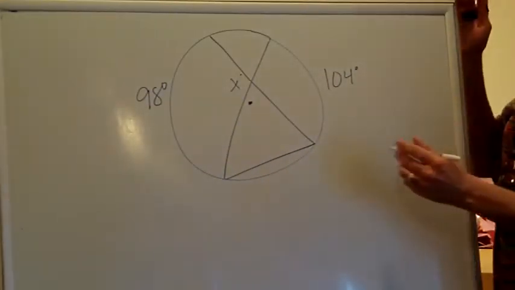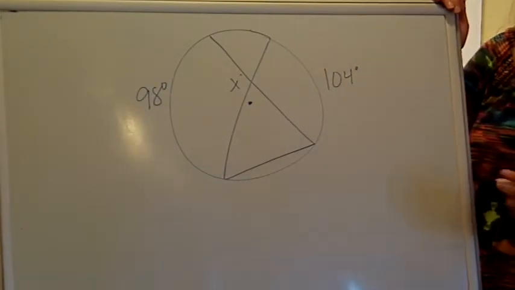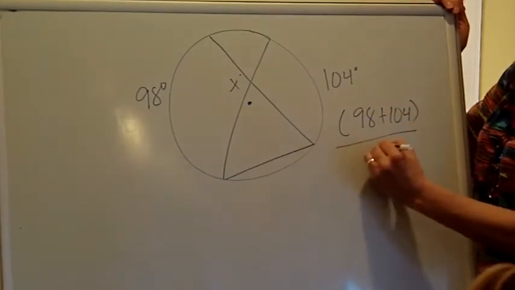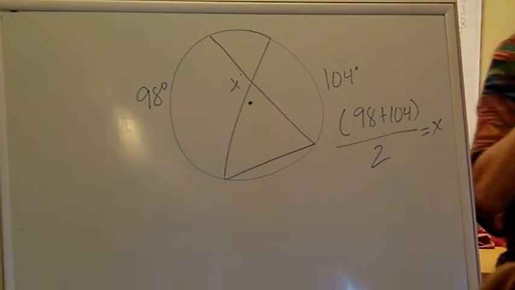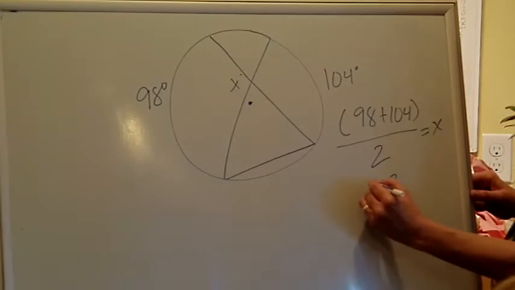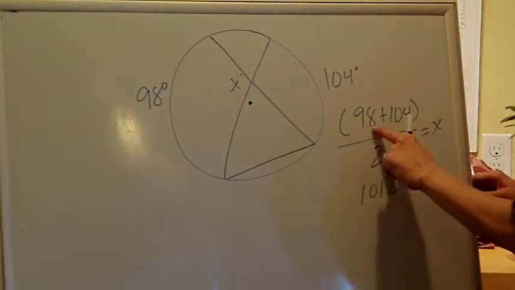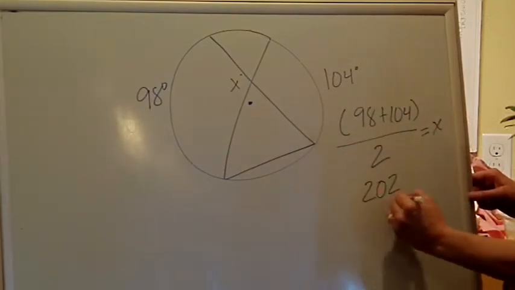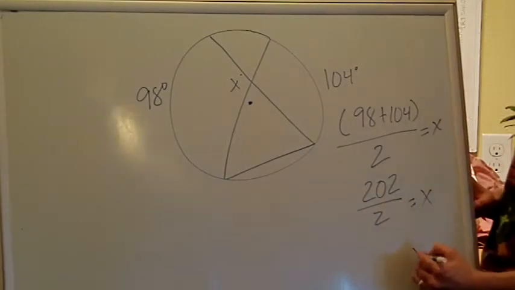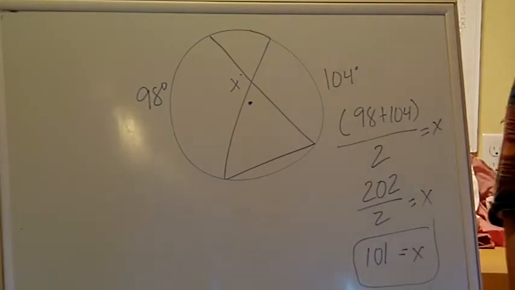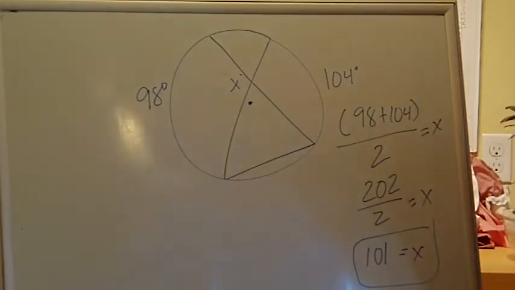This relationship is add the two arc measures together. 98 plus 104. Divide it by 2, and you will have your value for x. So you add that, that gives you 202. X is equal to 101. Okay, so where'd you get that relationship? I'm sorry. That's just another one of those circle relationships you need to know. In that summary sheet I was telling y'all about, it's on there.